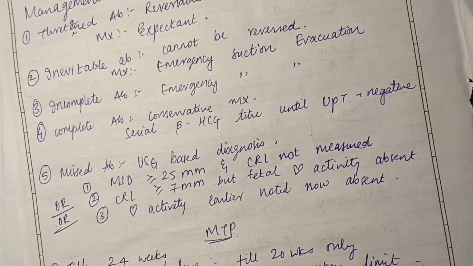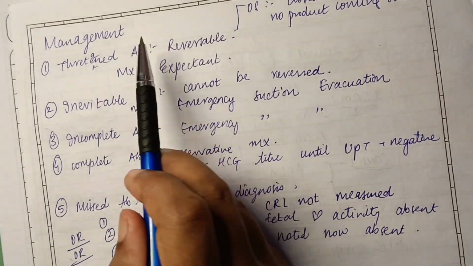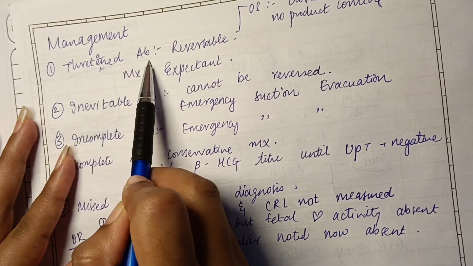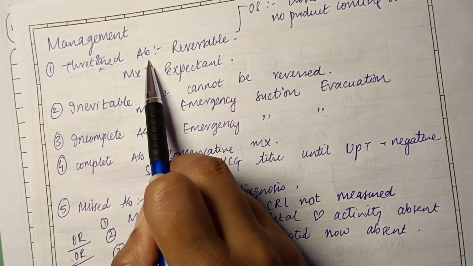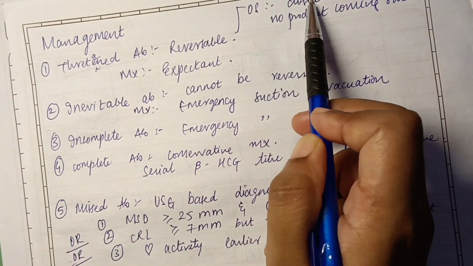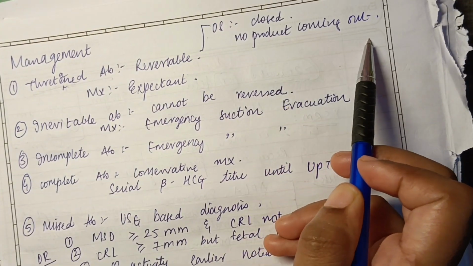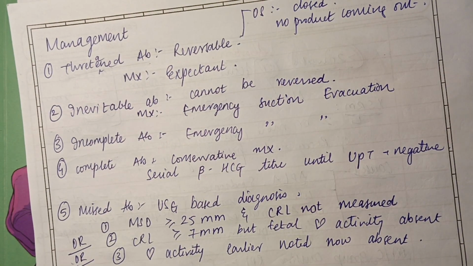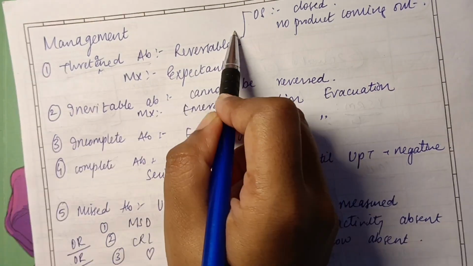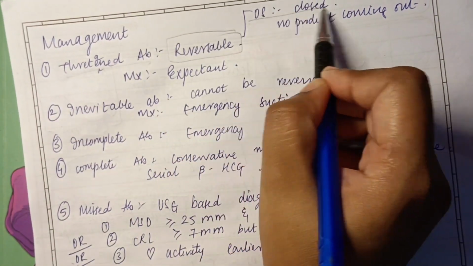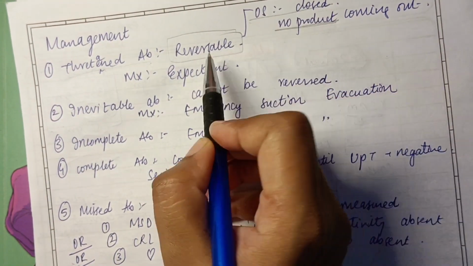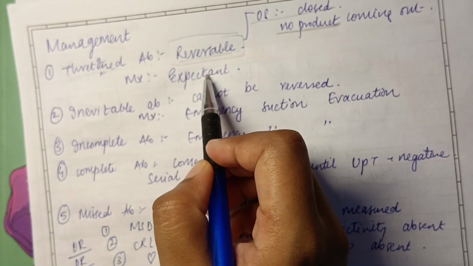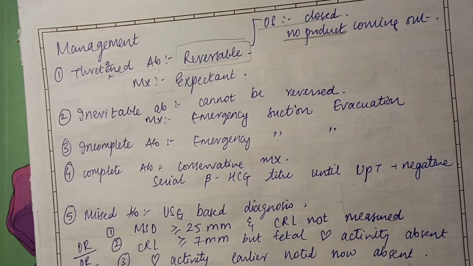Now, how will you manage the case of abortion? First is threatened abortion. In threatened abortion, as we saw, the internal os was closed, no product of conception was coming out, and the height of the uterus was equal to POG. So the case is reversible because the internal os is closed and no product is coming out. So the case is reversible and management is expectant.